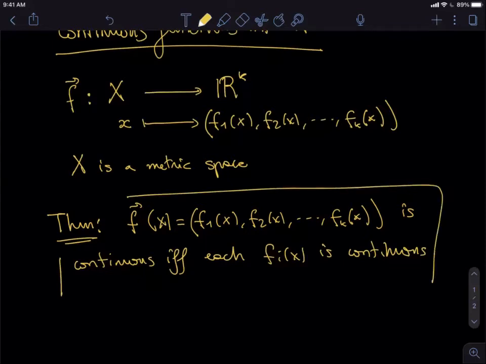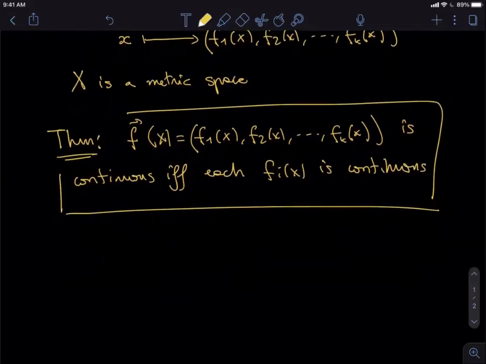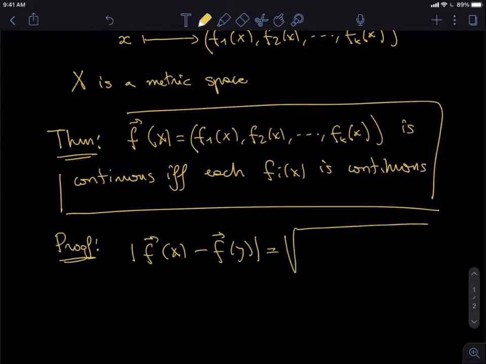All right, so the proof of this theorem is actually quite straightforward. To prove this theorem, we only need to realize that the norm of f of x minus f of y for the full function is just the square root of the sum from 1 to k of (f_i(x) minus f_i(y)) squared.